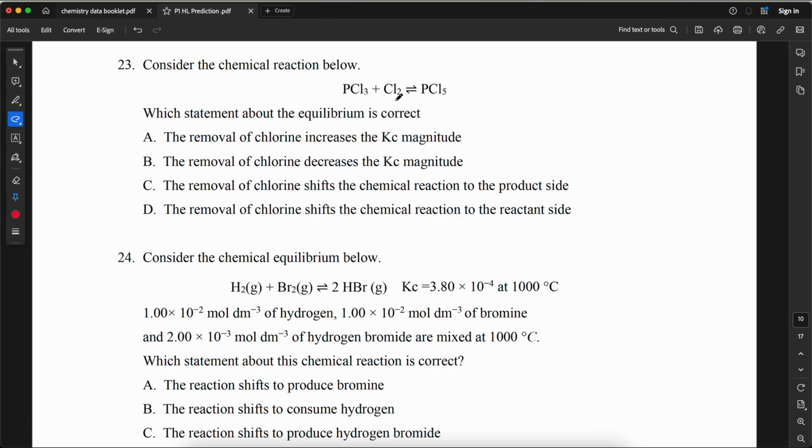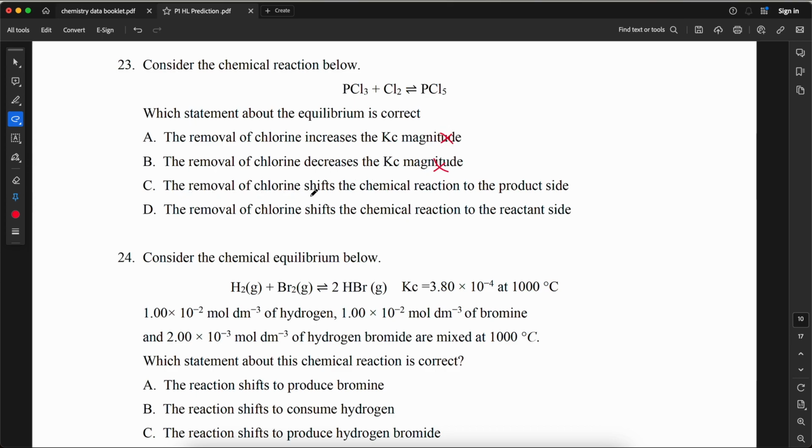Consider the chemical reaction below. PCl3 plus Cl2 produce PCl5. Which statement about the equilibrium is correct? The removal of chlorine increased the Kc magnitude or decreased the Kc magnitude. Removing or adding reactants or products has no effect on Kc. It is only affected by the temperature. If you increase or decrease temperature, then Kc magnitude will change. So A and B are not the answer.